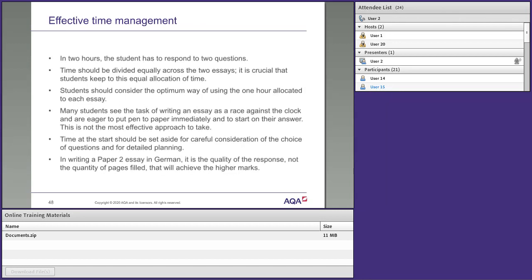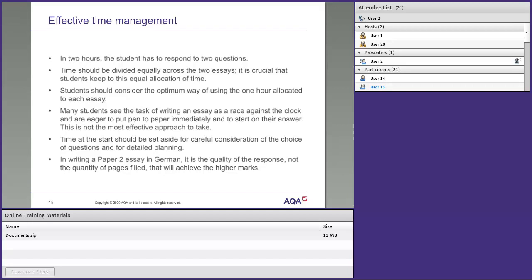So, effective time management is vital. In 2 hours, the student has to respond to 2 questions. The time should be divided equally across the 2 essays, and it is crucial that students keep to this equal allocation of time. Students should consider the optimum way of using the 1 hour allocated to each essay.